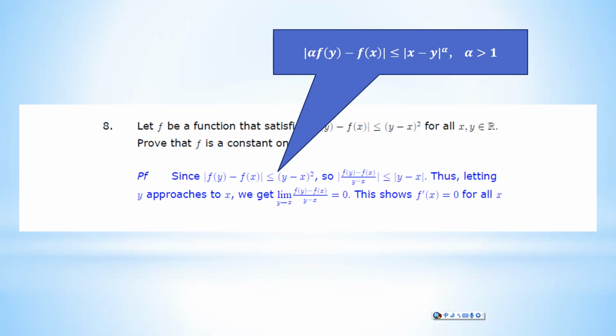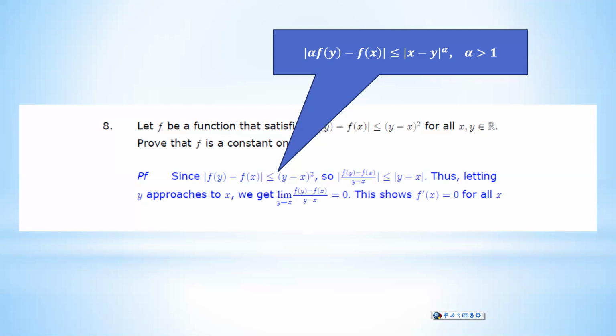In problem number 8, we're basically saying that when alpha equals 2, this is true. However, if alpha is any number greater than 1, you'll get the same result. But if you choose alpha less than 1, then you are not going to get anything like that. So actually, it depends on the value of alpha. This is the homework problem.